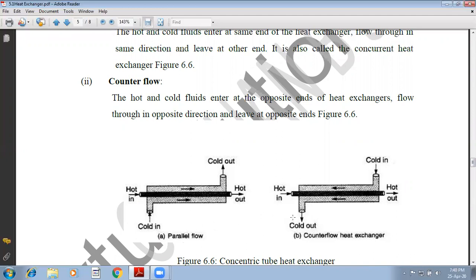On the other side, the hot fluid is moving from left to right, whereas the cold fluid is moving from right to left. Both the fluids are moving in a direction opposite to each other. This can be considered as counterflow heat exchanger.